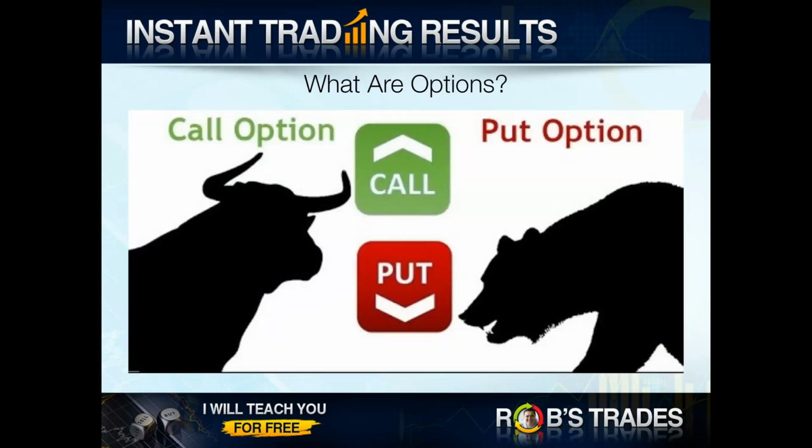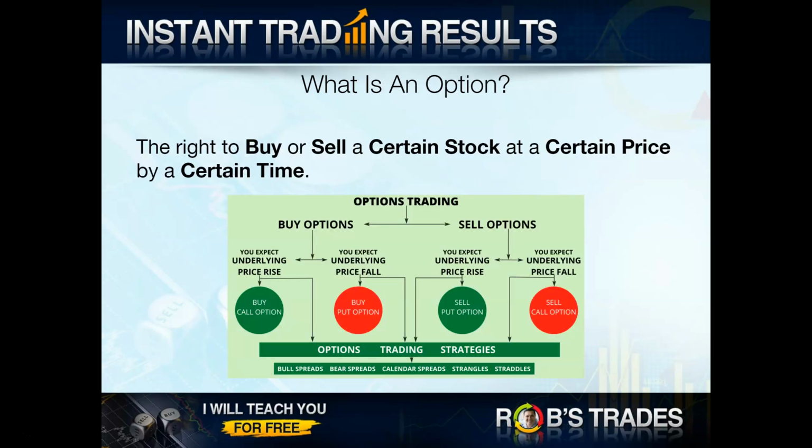So what are options? Well, they're really quite simple actually, because there are only two. There's a call option and there's a put option. Now, an option gives you the right to buy or sell a certain stock at a certain price by a certain time. Many people think that options really are complicated, but they're not. So I'm going to break it all down into tiny bite-sized pieces so then it will be simple for you as well.